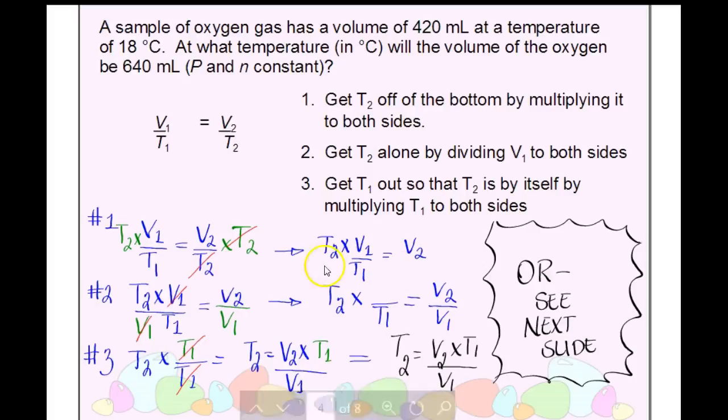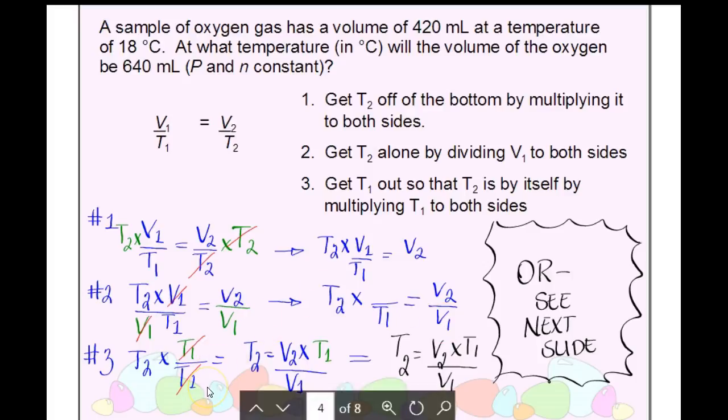Not too hard. Now we've got to get this T2 alone that's over here, and we're going to do much the same thing. In order to get T2 alone, we've got to get rid of V1. And the way we get rid of V1 is by dividing this side by V1 so that the V1s cancel out. And then whatever we do here, we've got to do over here. So we've got to bring V1 under the V2. So essentially what we're getting is this T2 by itself, the T1 here, and we have V2 over V1.